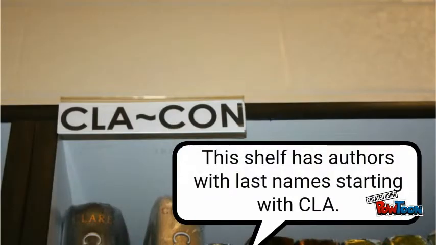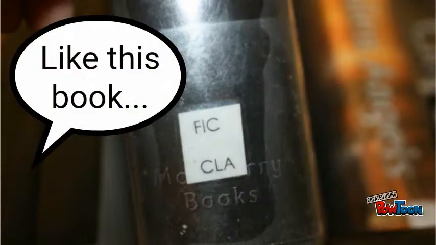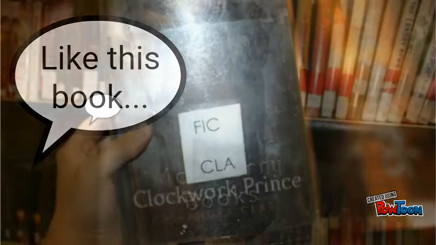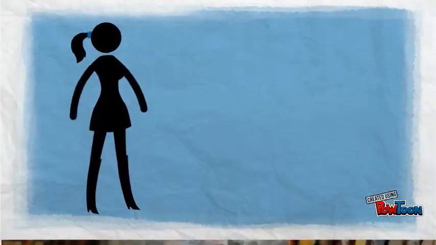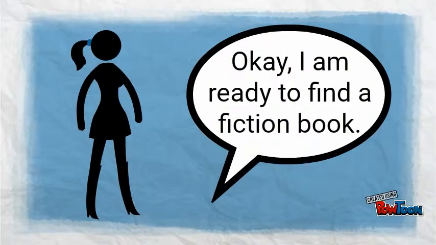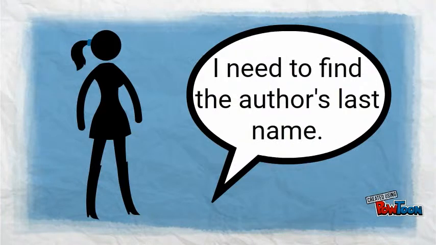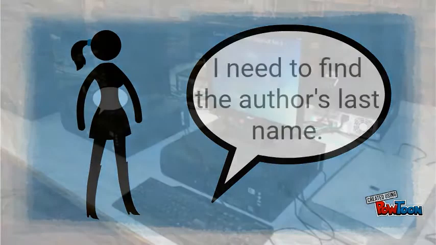For example, this shelf has authors with the last names starting with CLA, like this book, for example. See, it's by Cassandra Clare. Her last name starts with CLA. So now we know where the fiction section is. You need to find the author's last name in that fiction section.